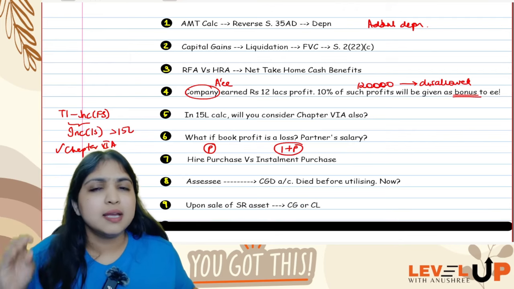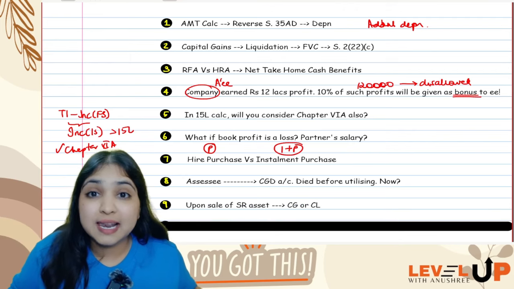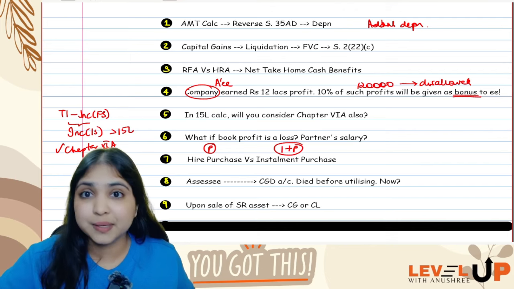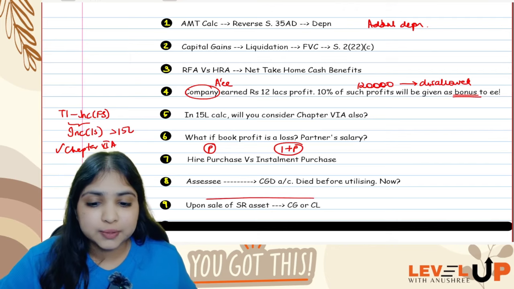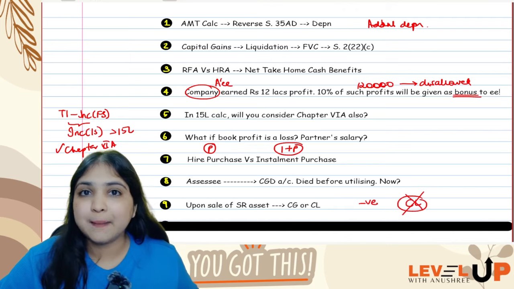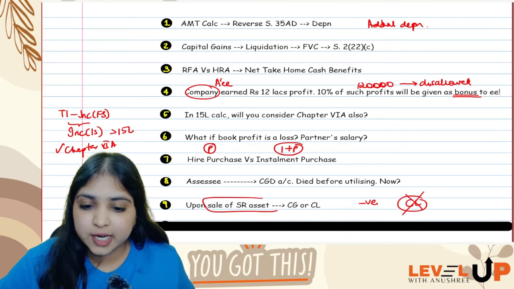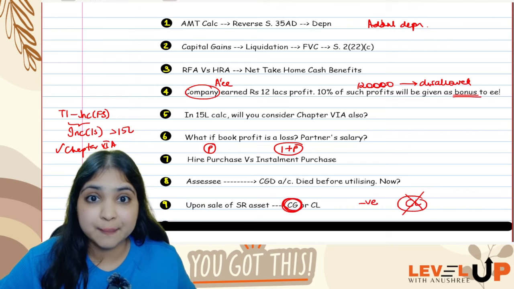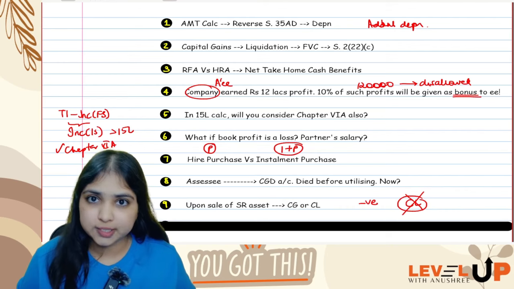Question number 9. Yes, we all know that whenever we sell a scientific research asset, we will have capital gains computation. But do you know that in this computation, if it's a negative number, you cannot call it as capital loss. Basically, from sale of scientific research asset, you can only have a capital gain, you cannot have a capital loss.